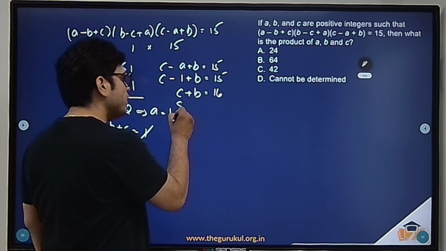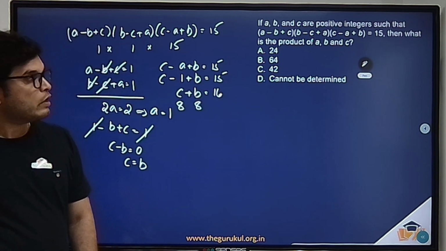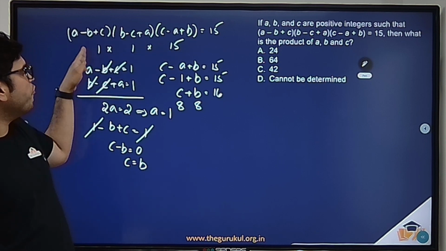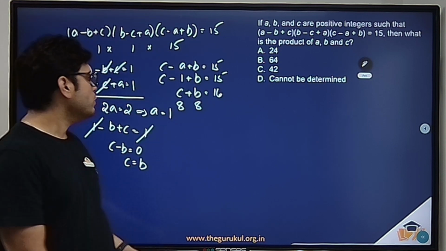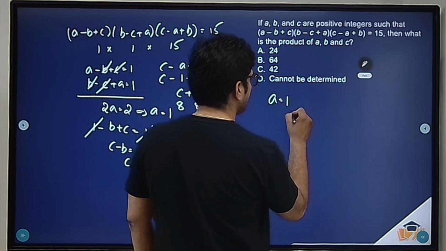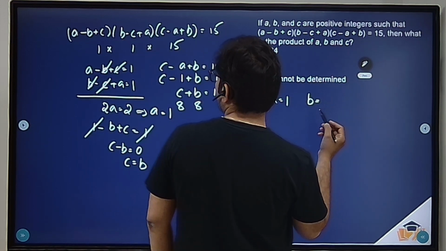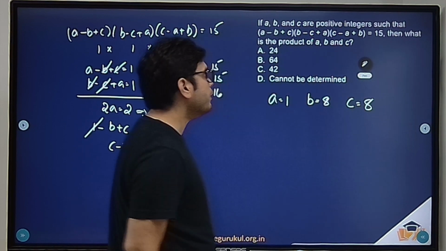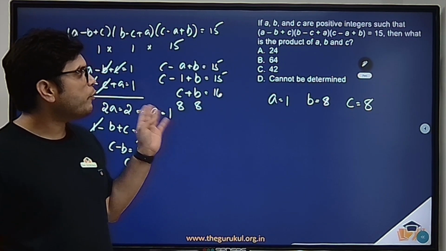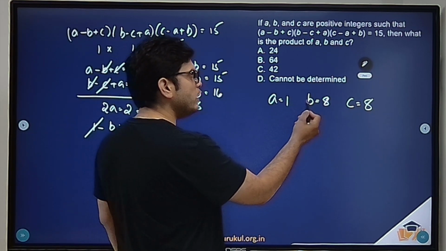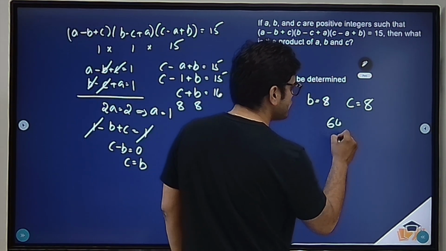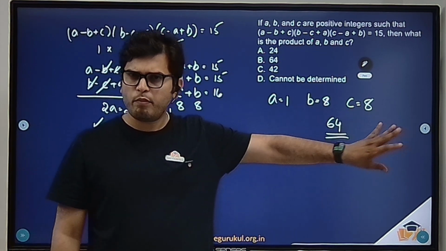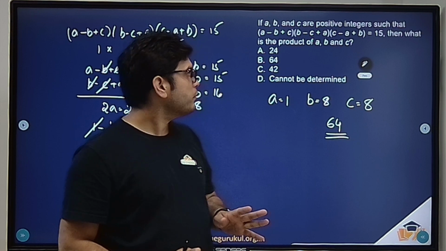So the value of C is 8 and B is 8. So when I consider these three expressions to be 1, 1 and 15, the value of A is equal to 1, value of B is equal to 8, value of C is equal to 8. Now what was asked? We are asked to find the product of A, B and C. So 1 into 8 into 8, 64. So students might mark this answer as 64, but let's hold on.